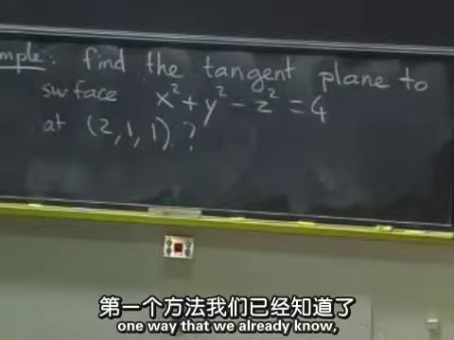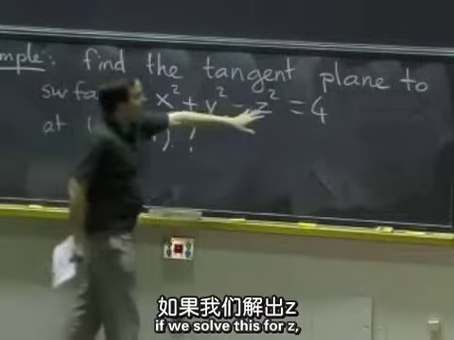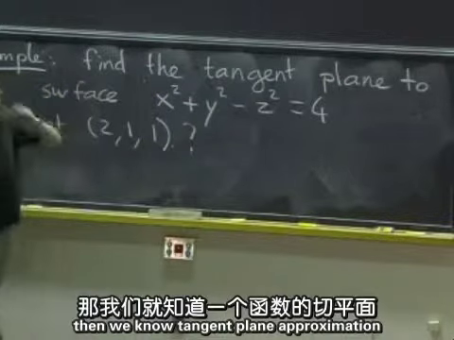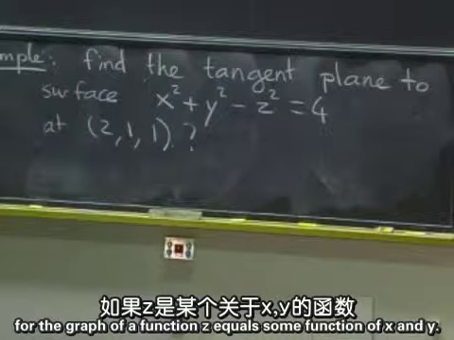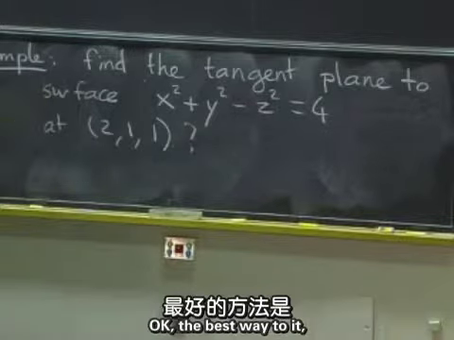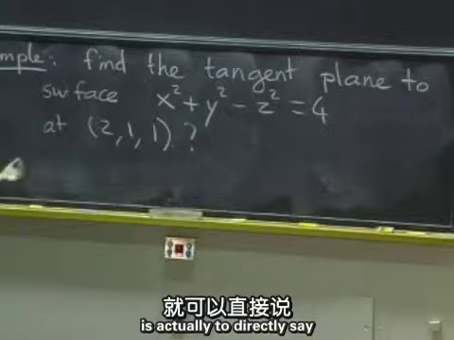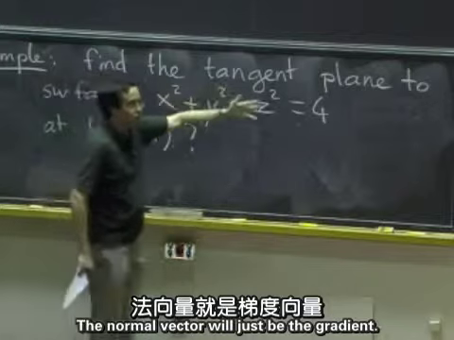Well, one way that we already know: if we solve this for z, so we can write z equals a function of x and y, then we know the tangent plane approximation for the graph of a function z equals some function of x and y. But that doesn't look like the best way to do it. The best way to do it, now that we have the gradient vector, is to directly say we know the normal vector to this plane. The normal vector will just be the gradient.